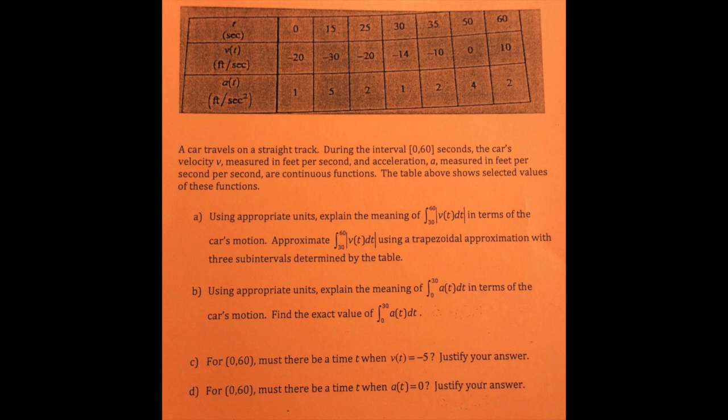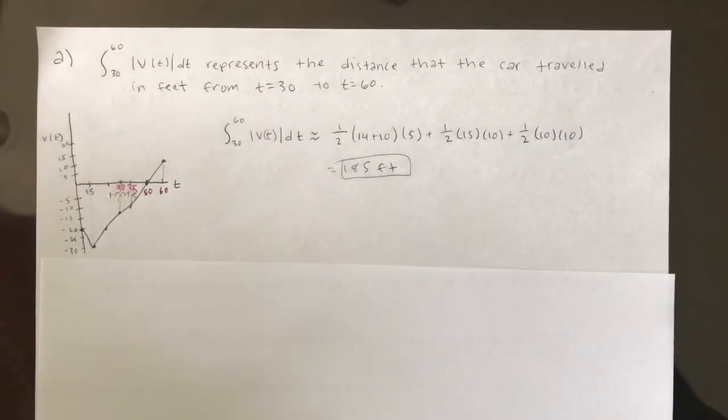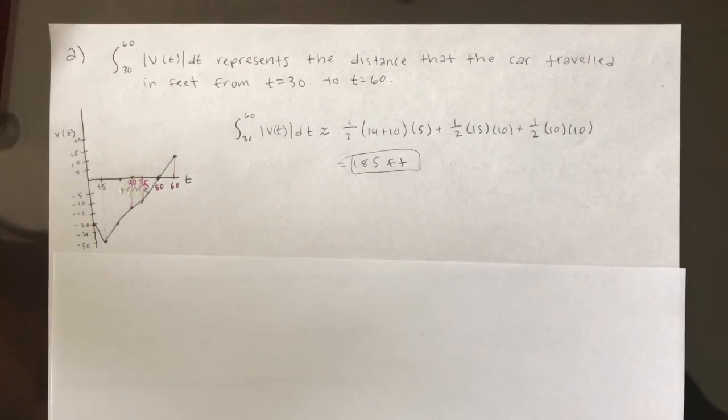Approximate this using a trapezoidal approximation with 3 subintervals determined by the table. So the integral represents the distance that the car traveled in feet from t equals 30 to t equals 60.